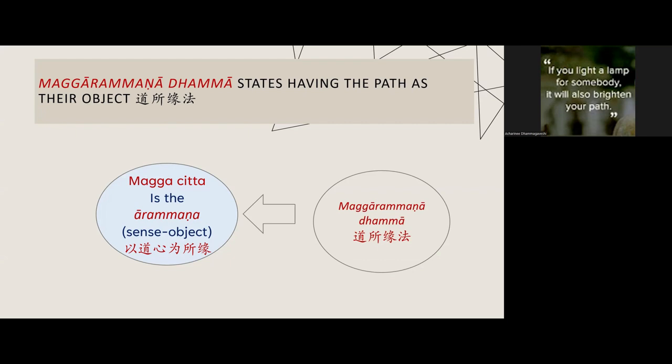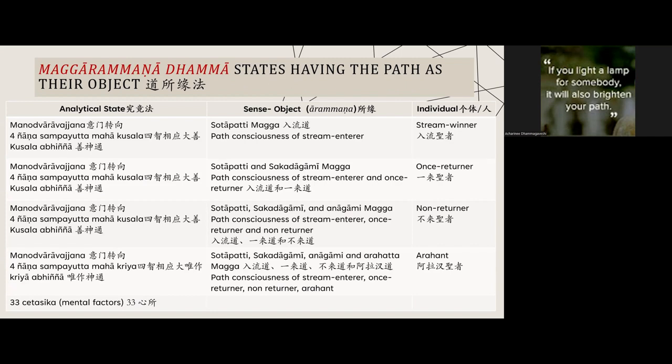Here, the analytical states are the dhammas that take the magga or the maggachitta as their ārammaṇa, sense object. So what are these analytical states? This is the summary table that we discussed before. In summary we get the manodvāra vajjana, the 4 ñāṇa sampayutta mahākusala of the Sotāpatti, Sakadāgāmi, Anāgāmi individuals, as well as the kusala abhiññā of Sotāpatti, Sakadāgāmi, Anāgāmi individuals, and the 4 ñāṇa sampayutta mahākriya, the kriya abhiññā of the Arahant.